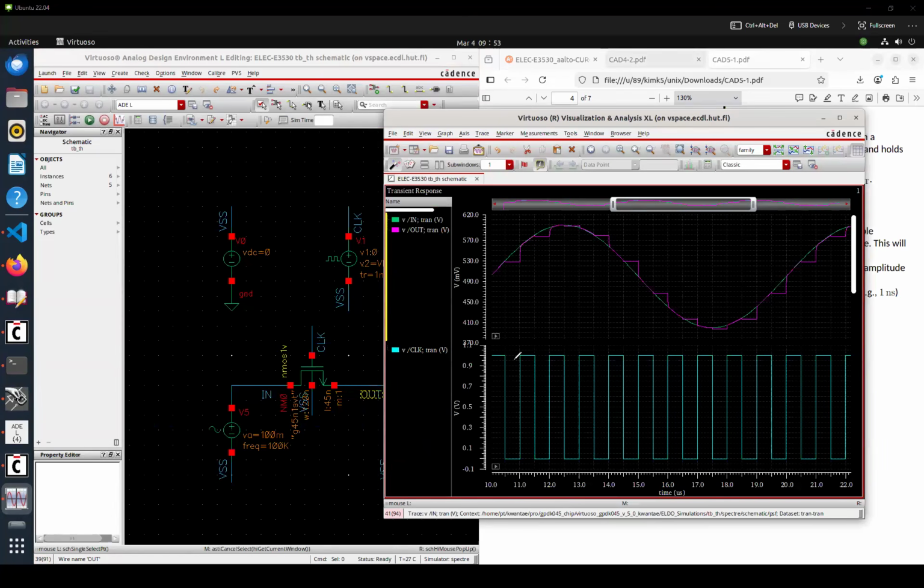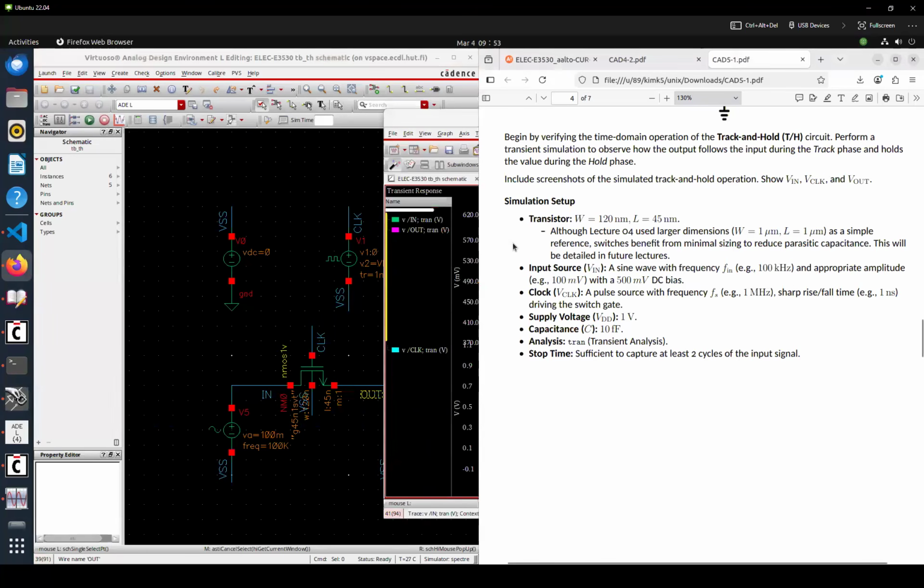For the clock equal to high, it is tracking the input. And when the clock is low, it is keeping the value when it was sampled, and when the clock is high, it is tracking, and so on and so forth. So this was the question: to include in your report V in, V clock, and V out.